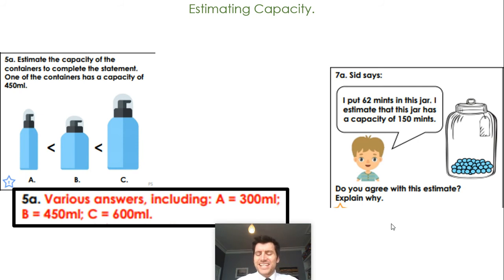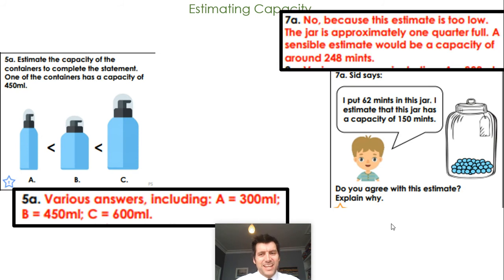Sid then, 62 mints in the jar, 150 capacity. What do we think? No, it's far too low. I'd say it's barely a quarter full. So therefore, you'd multiply 62 by 4, so 248 would be an approximate estimate that would work.